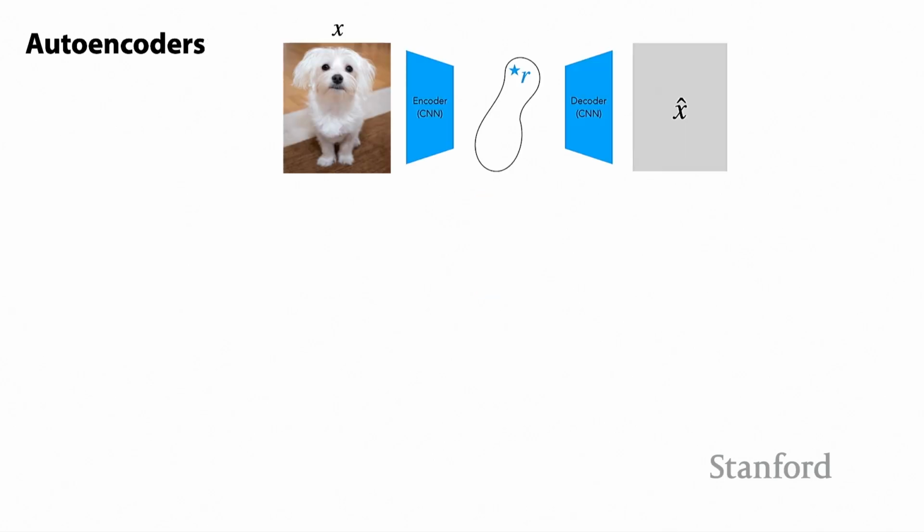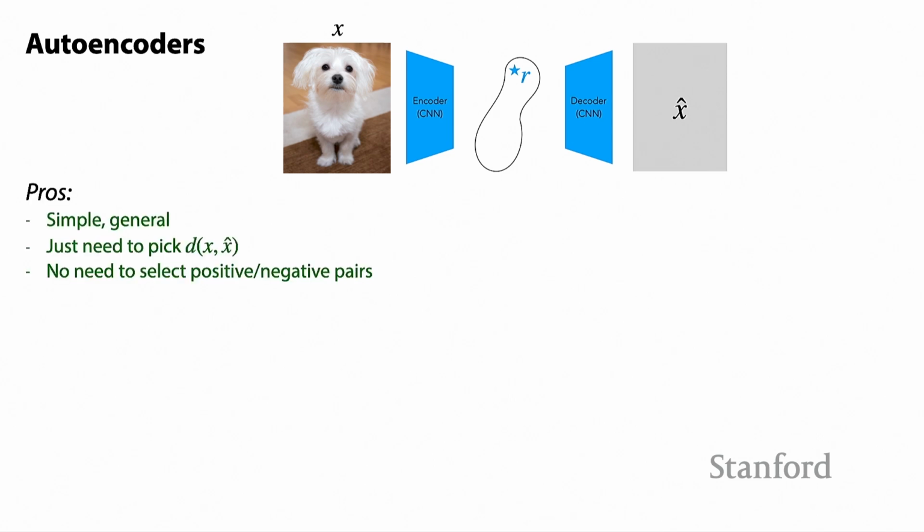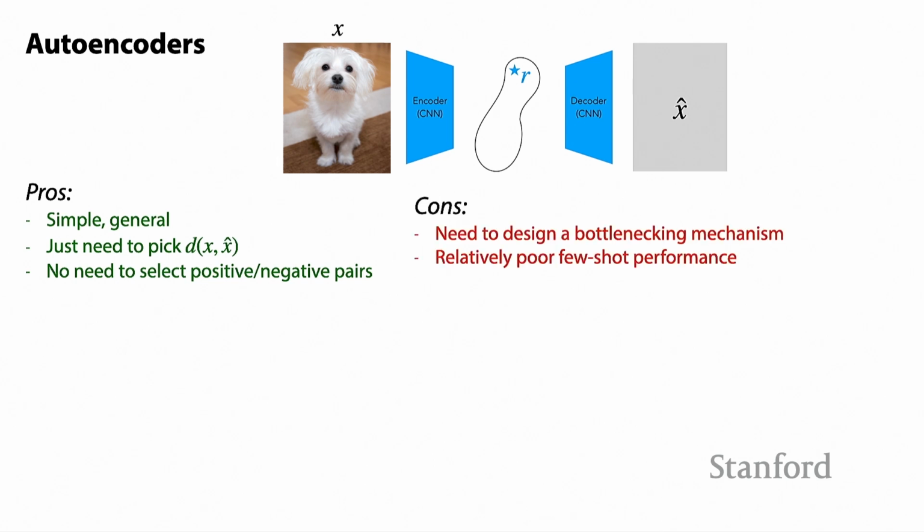Okay, so this is the basic autoencoder or bottlenecked autoencoder setup, which you can maybe think of as the simplest thing that kind of works. The pros here are that it is very simple. It's very general. You can do this for pretty much any sort of data, because all you need to do is pick this distance function, which you can usually come up with for most data modalities. You also have this advantage compared to contrastive learning that we don't need to select these positive and negative pairs. And this is often the most difficult part of the contrastive learning setup. And so it's really nice to get rid of that.